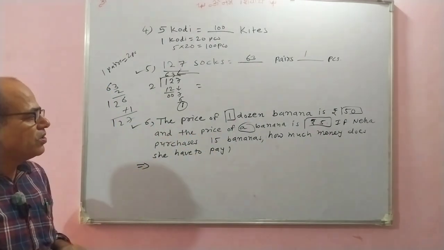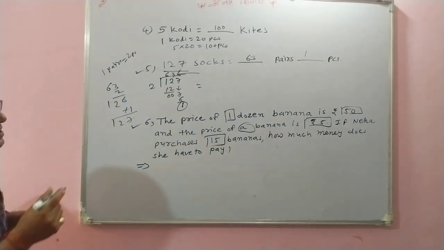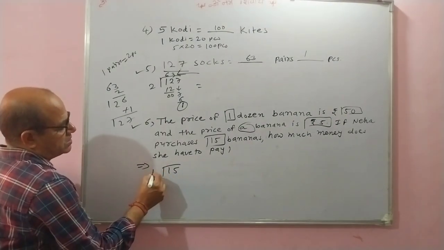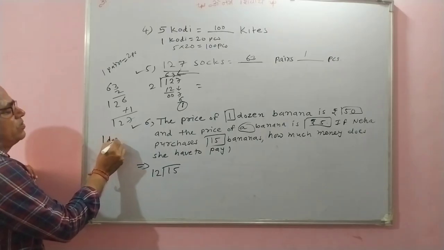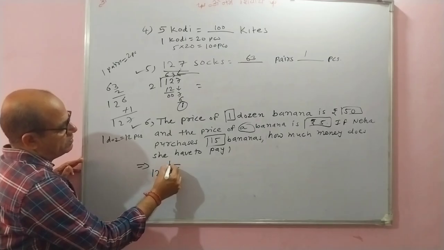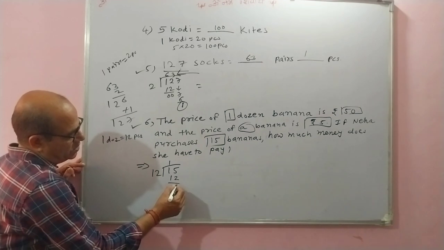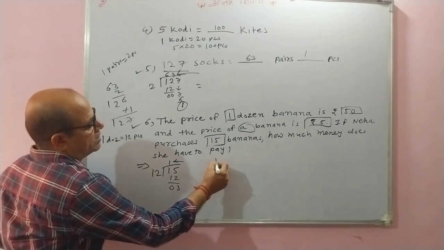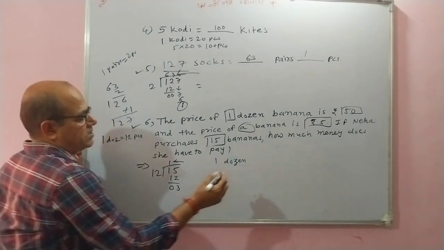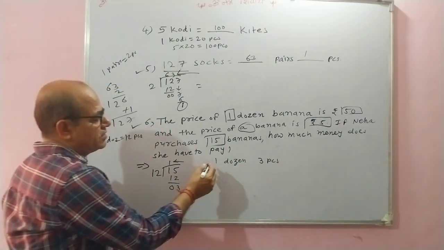So now what you have to do is, number of bananas given. First of all, you have to find out how many dozens are there in 15 pieces. So you just have to divide by 12, because 1 dozen is equal to 12 pieces, right? So 12 1s are 12, 15 minus 12 is equal to 3. So how many dozen? 1 dozen and 3 pieces. How many bananas is she purchasing? 1 dozen and 3 pieces.